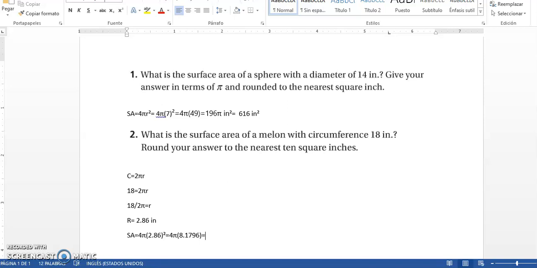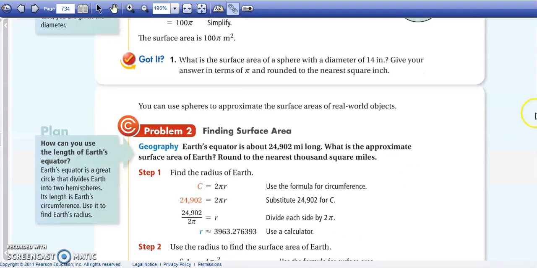Now let's make the multiplication, times 4 times pi. It will be 102.78 square inches. If you round a little bit, maybe you will get a little less value, maybe 100 or 101. But this is the answer, keeping a lot of decimals. Now let's go to the book.